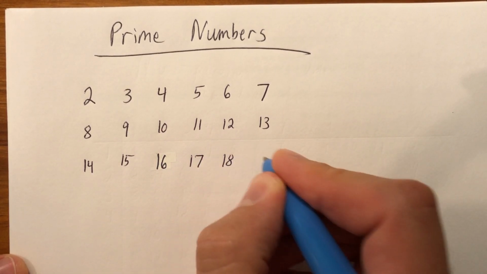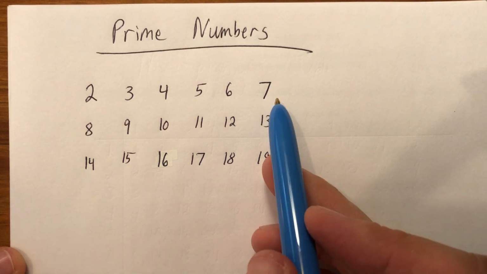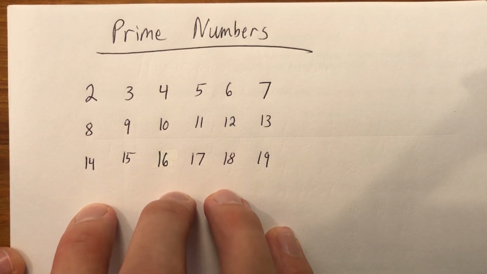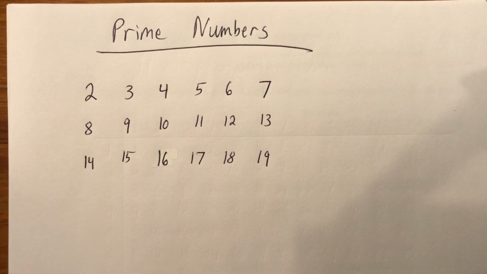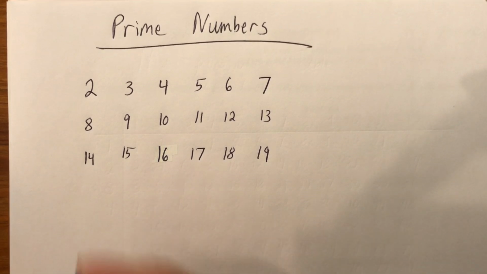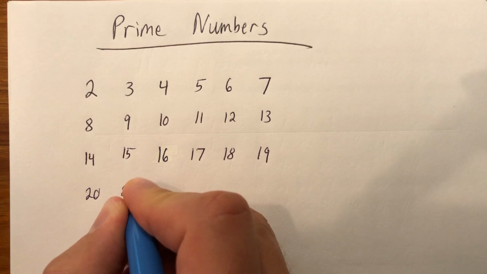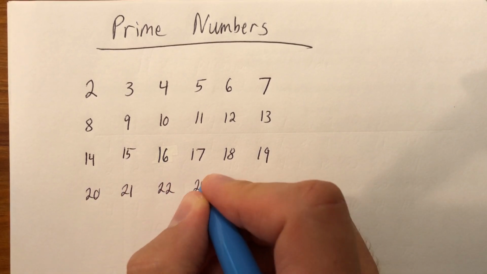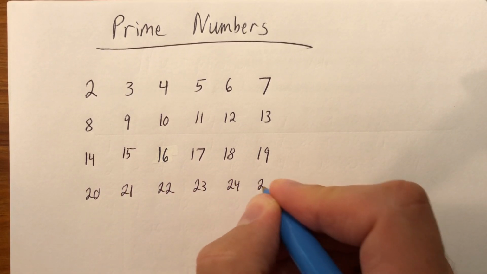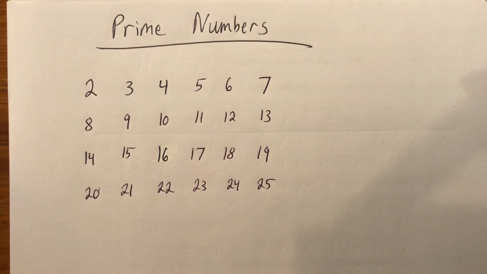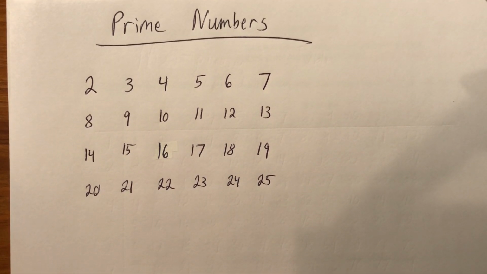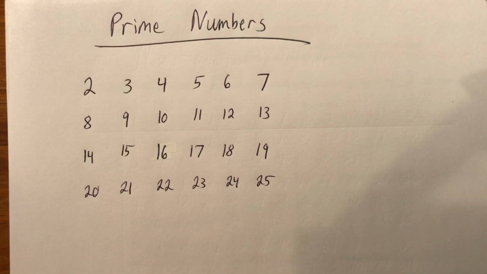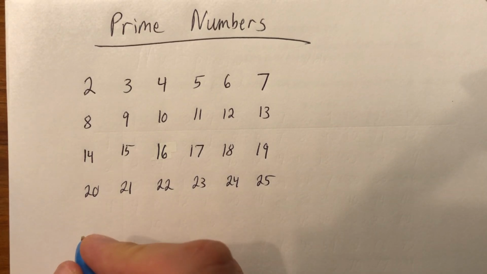17, 18, 19. Now you might say, why did you stop at 7? Why are there only 6 numbers in each row? For reasons that I might explain later, but it's just going to help us identify the pattern. 20, 21, 22, 23, 24, 25. I'm going to go crazy on this, and I'm going to stop at 50. I was going to say 100, but let's stop at 50.